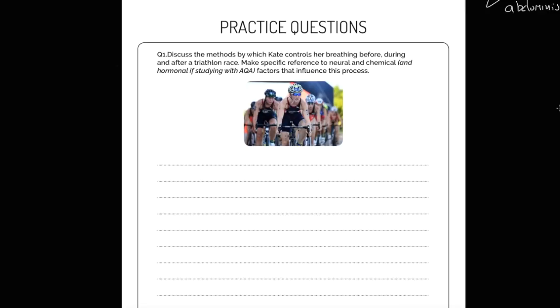So if the highest non-level question you get in your exam is a 7 marker, for example, consider this like a 7 marker. We've put 10 because that's the highest in any of the exam boards. Here we go. Discuss, a really testing command word. Discuss the methods by which Kate controls her breathing before, during, and after a triathlon race. Make specific reference to neural and chemical, and hormonal if studied with AQA, factors that influence this control.